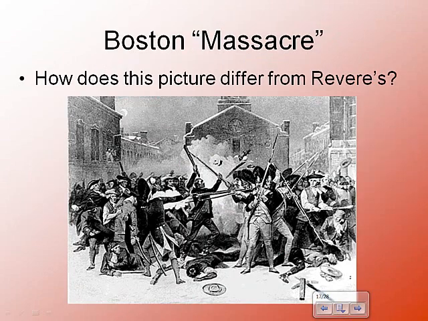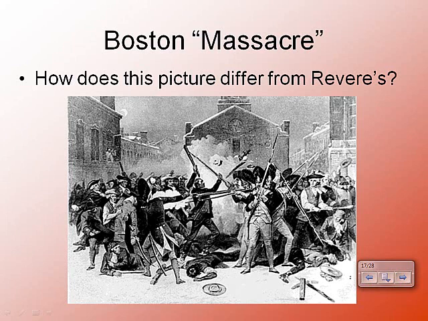So here's a picture that is probably a little bit more representative of what probably did happen, in that it was not as well organized. It was very chaotic. Some of the colonists did have weapons, but ultimately at the end they were only colonists who ended up dying. None of the soldiers did from Britain.